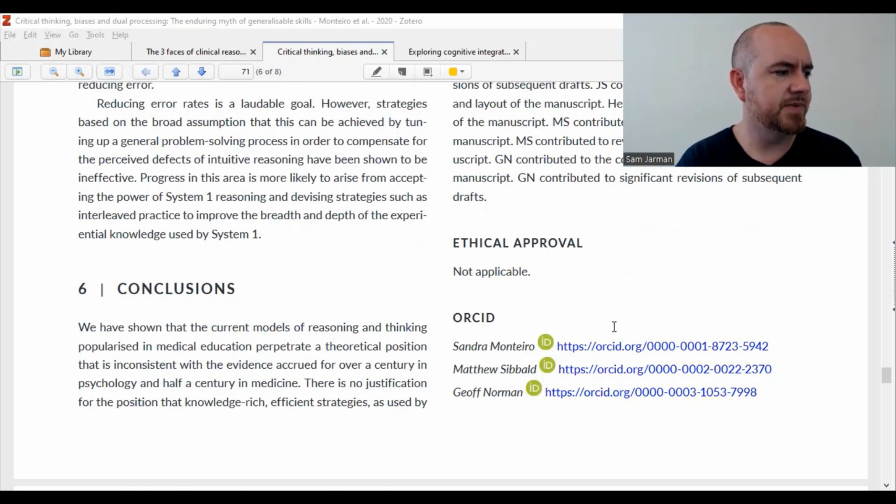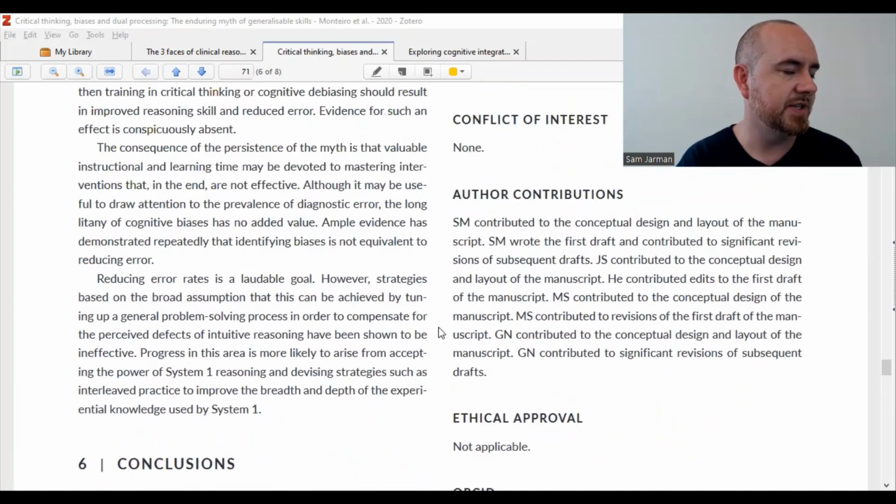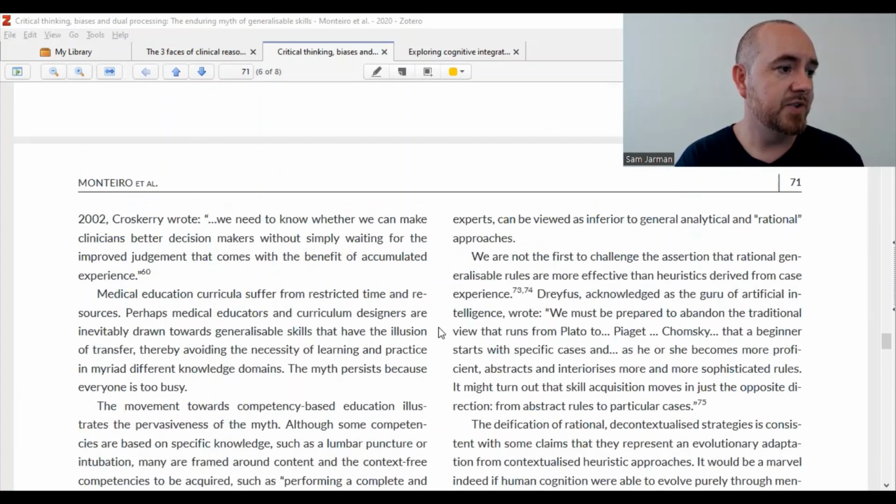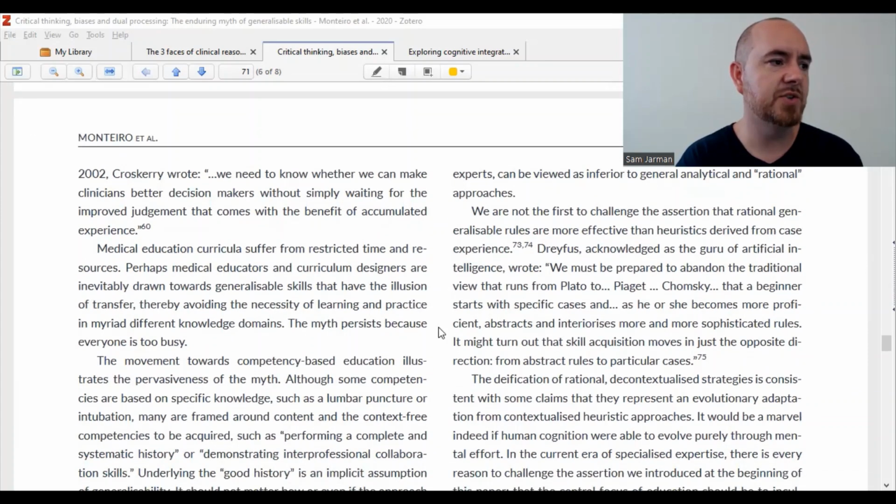We've shown that the current models of reasoning and thinking popularized in medical education perpetrate a theoretical position that is inconsistent with the evidence accrued for over a century in psychology and half a century in medicine. There is no justification for the position that knowledge-rich, efficient strategies as used by experts can be viewed as inferior to general analytical and rational approaches. We are not the first to challenge the assertion that rational generalizable rules are more effective than heuristics derived from case-based experience.